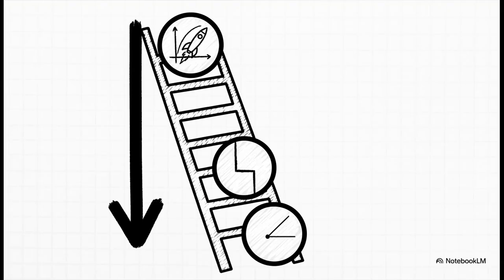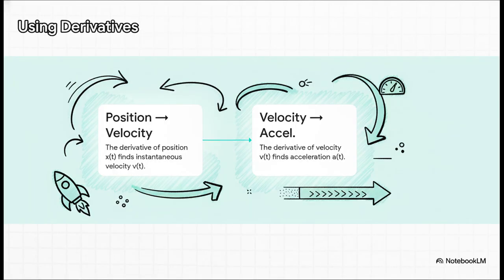First, let's think about climbing down the ladder. So we're starting way up at the top, with the big picture, right? Like we know the entire path of a car's journey, but our goal is to zoom in and figure out what's happening at one single tiny instant in time. And how do we do that?